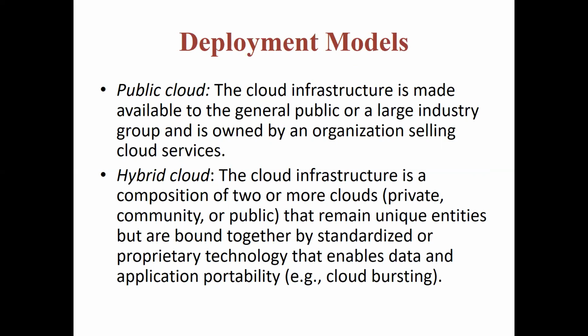Hybrid cloud. The cloud infrastructure is a composition of two or more clouds, private, community, or public, that remain unique entities but are bound together by standardized or proprietary technology that enables data and application portability. That's the example. When we go shopping, we can think we use public cloud for the store, and during the transaction, it goes through the hybrid cloud. So basically, these are the four very basic categories. Okay, now we end the first module, Introduction to Cloud Computing.